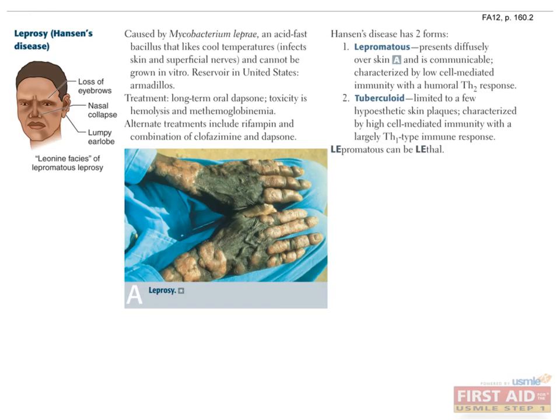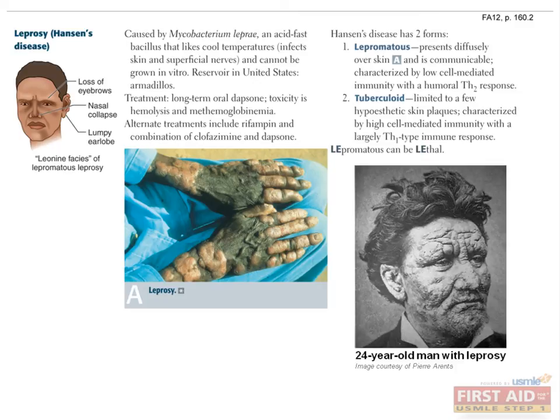Another Mycobacterium species that is sometimes tested on the boards, Mycobacterium leprae, causes the disease known as leprosy or Hansen's disease. Leprosy is a granulomatous disease affecting the peripheral nerves and skin. Left untreated, it can cause permanent damage to nerves, skin, limbs, and eyes. This is an image of a patient with the characteristic leonine or lion face of leprosy. You can see that he has thickened and nodular facial skin and saddle nose deformity, where the bridge of the nose collapses. There are two forms of leprosy.